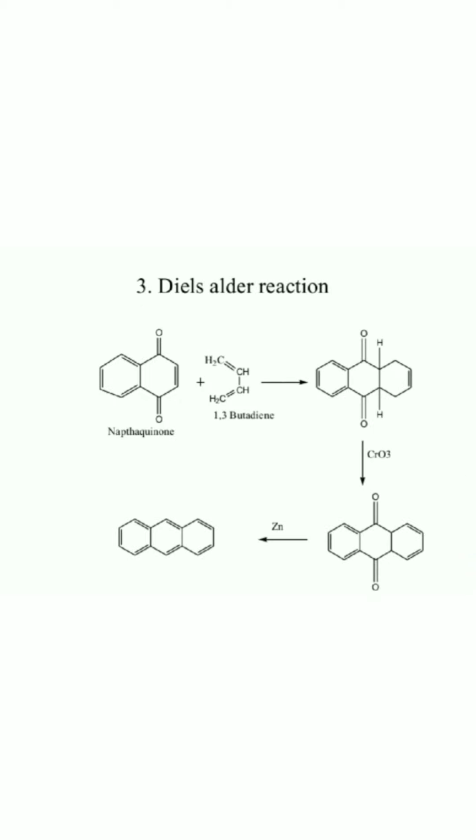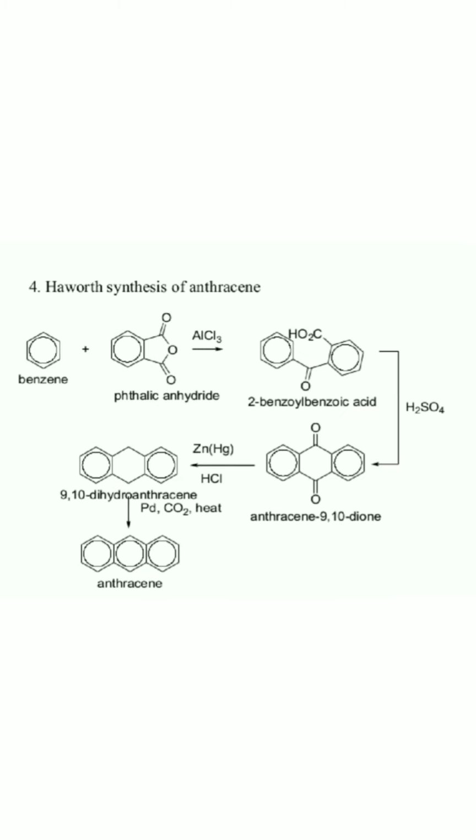Now we see the Diels-Alder reaction, where the starting materials are naphthoquinone and 1,3-butadiene, and with the corresponding oxidation and reaction with zinc, it will produce our final product, anthracene.